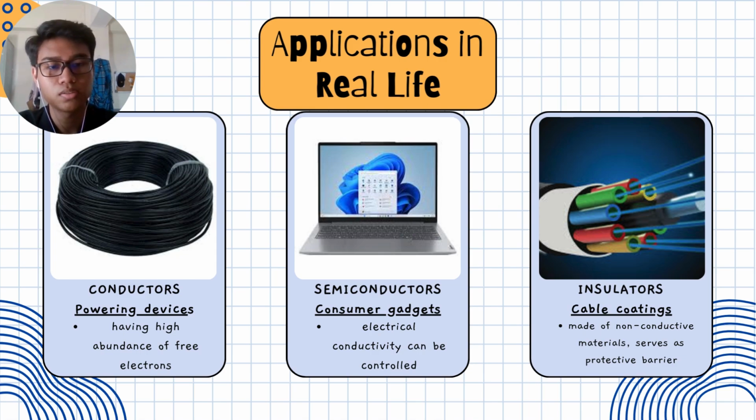Next is semiconductors. Semiconductors are mainly used in consumer gadgets. Because of this, they have an electrical conductivity that can be controlled, which makes them not dangerous for a consumer to use. Finally, insulators. Insulators can be used as cable coatings, because they are made of non-conductive materials that serve as a protective barrier.